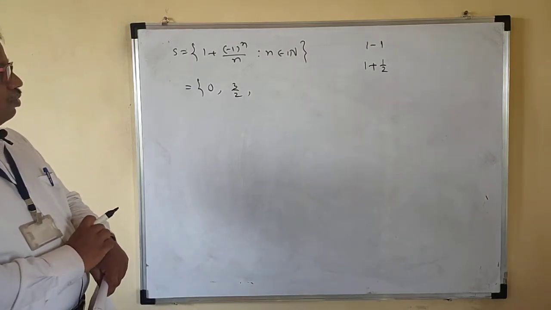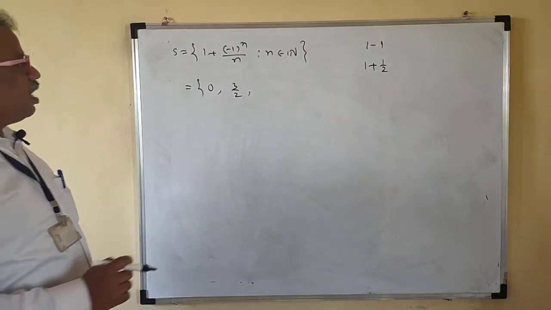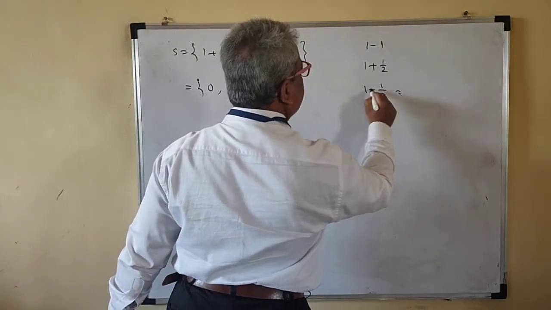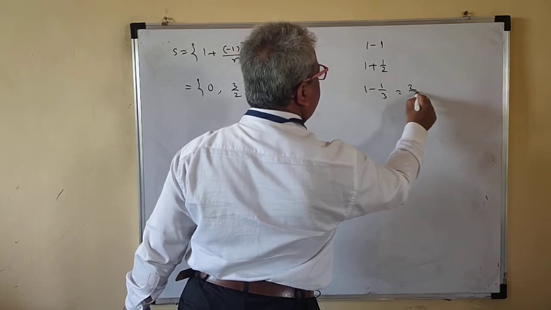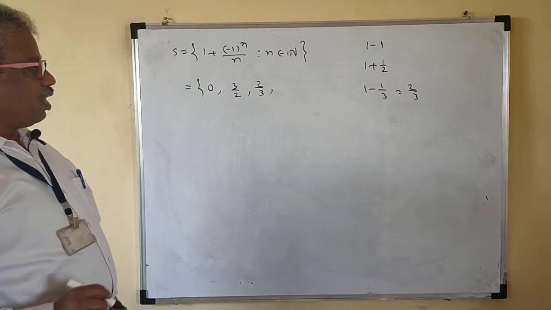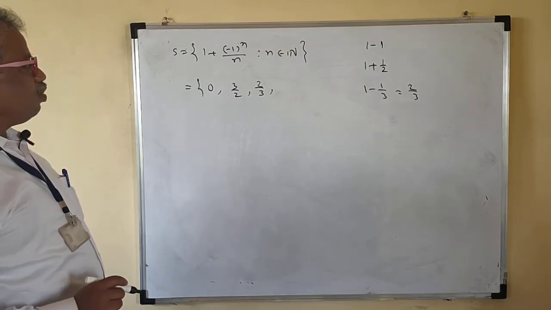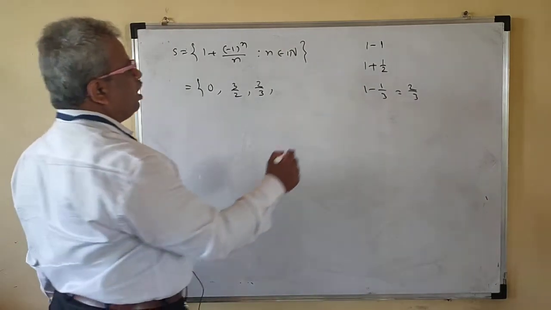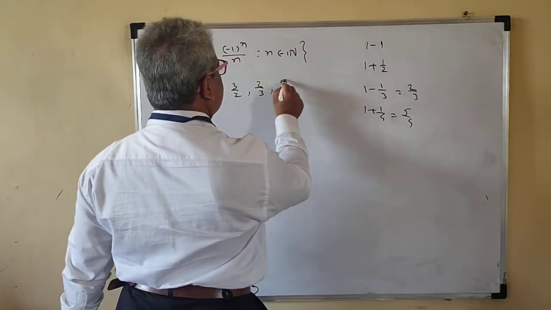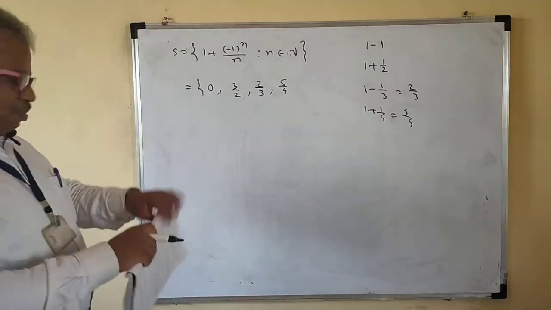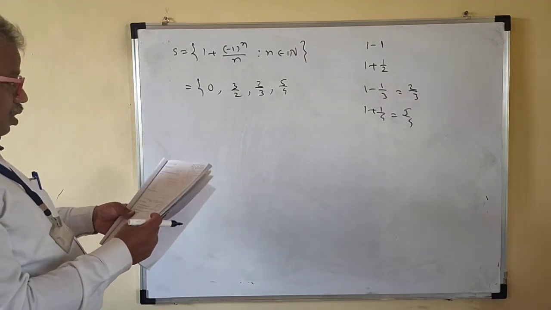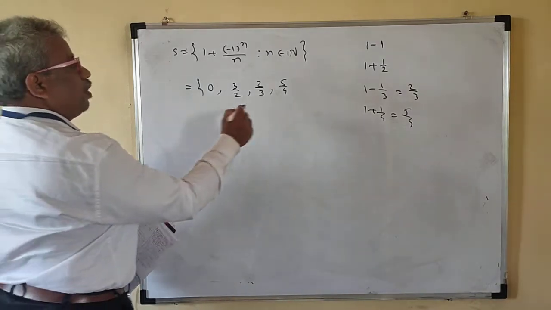Okay, so now n is equal to 3 now. So then this is what? 1 minus 1 by 3. So 1 minus 1 by 3 is what? 2 by 3. This will be 2 by 3. Okay. Now then n is equal to 4 now. So if you take n is equal to 4, then this is 1 by 4. This is 5 by 4, and so on.